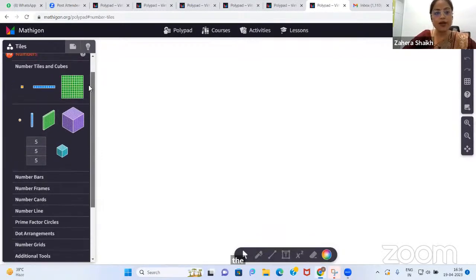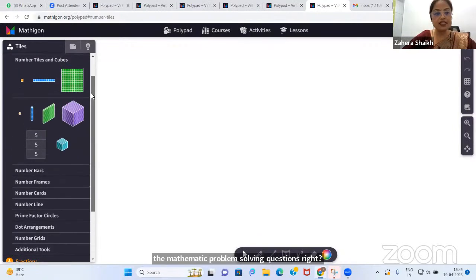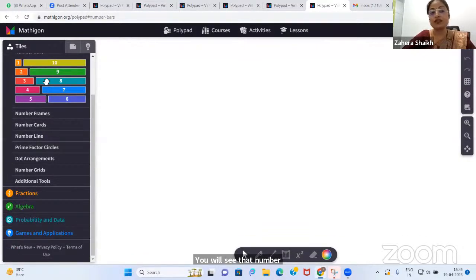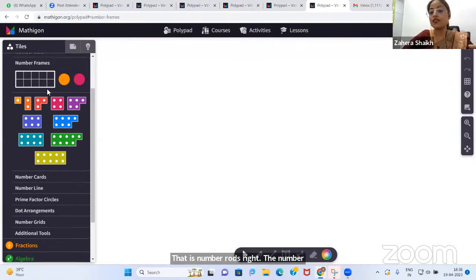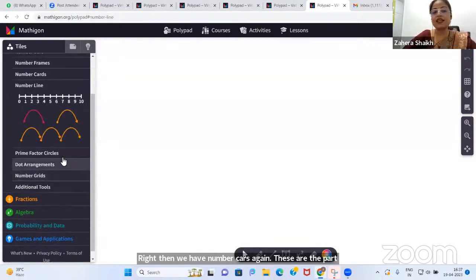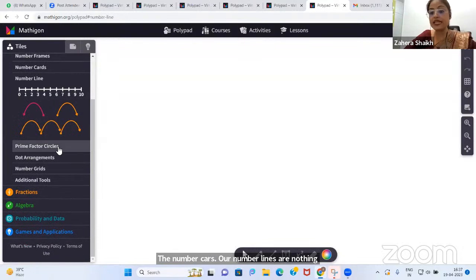So here you will see a lot of manipulative names mentioned. Like I can scroll down here, you will see number bars. Number bars are nothing but the manipulative kit that we have given in pre-primary sections, that is number rods, right? Then number frames, this is nothing but the ten frame that we have in our kit, right? Then we have number cards. Again, these are part of our manipulative kits. And number lines are nothing but the representation of the counting beads that we use in our classroom, right? And then a lot of things are there which we use and we have already provided in our manipulative kits.